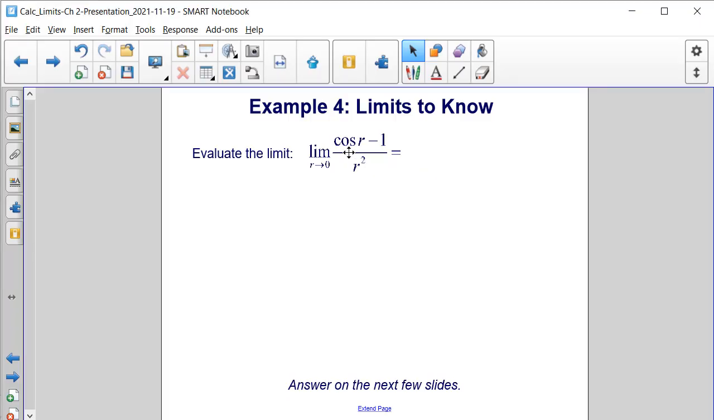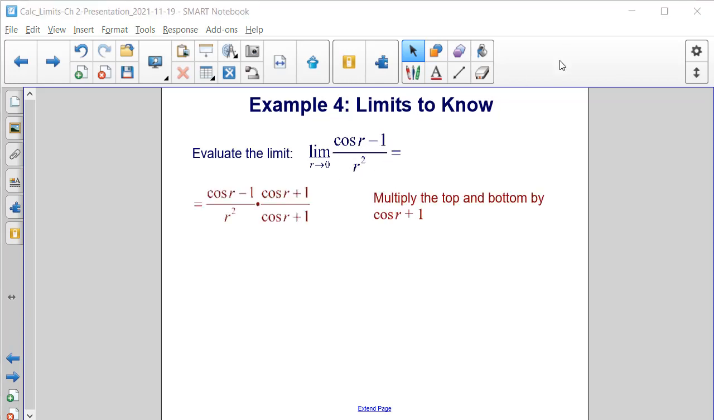Evaluate the limit of cosine of r minus 1 divided by r squared as r approaches 0. Similar to the last example, the first step here is going to be multiplying both the numerator and denominator by the conjugate of the numerator in order to get a Pythagorean identity in the top.